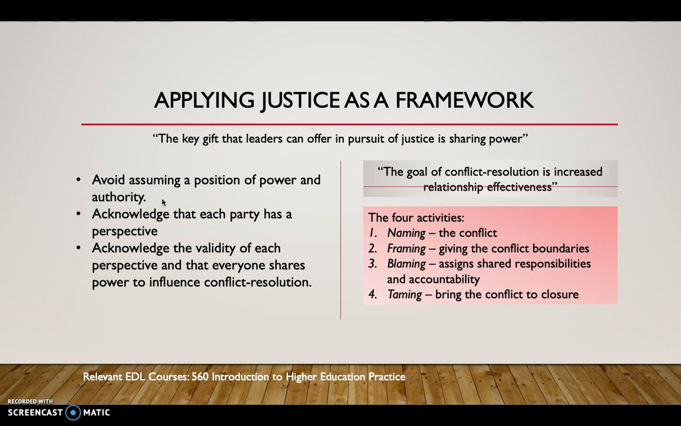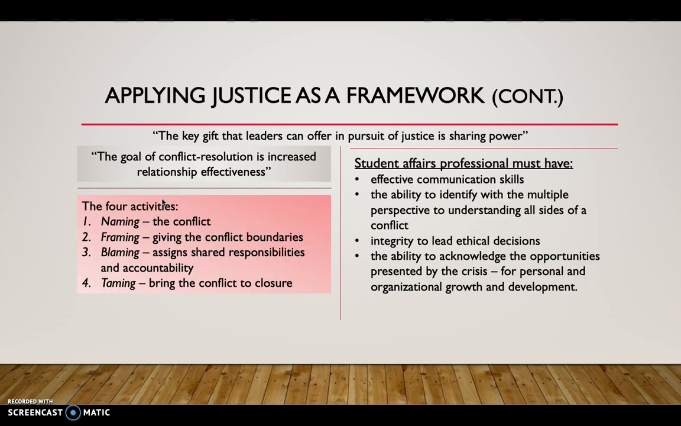Blaming assigns the shared responsibilities, and then taming brings the conflict to a closure. I believe the course we're in, 560, addresses this situation pretty well. And in order to do that, student affairs needs skills. We've got to be effective communicators. We have to identify with multiple perspectives and understand all sides, and we have to have integrity and lead with ethical decisions. We also need the ability to acknowledge opportunities presented by a crisis for personal and organizational growth and development.